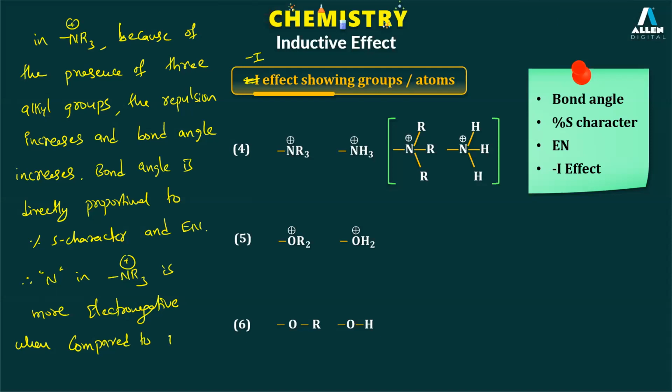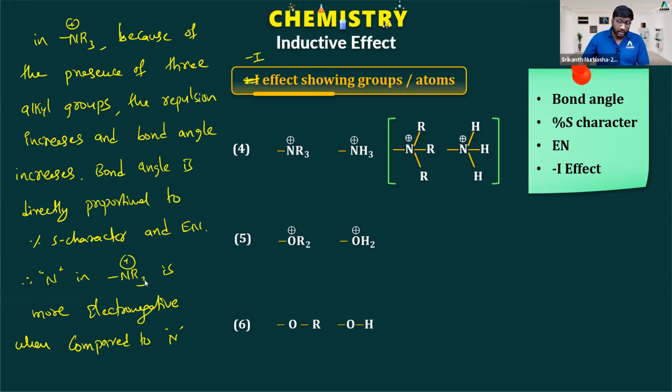Yes, sir. Okay, NR3+, if you think of electron donation tendency of alkyl groups, you will get a different order. NH3+ should be greater when compared to NR3+. But nitrogen in NR3+ has a different electronegativity when compared to the nitrogen in NH3+. The reason is because in NR3+ there are 3 alkyl groups. Because of those 3 alkyl groups, the bond angle increased. Because of the increase in the bond angle, the percentage of S character, thereby electronegativity, are all going to be increased.